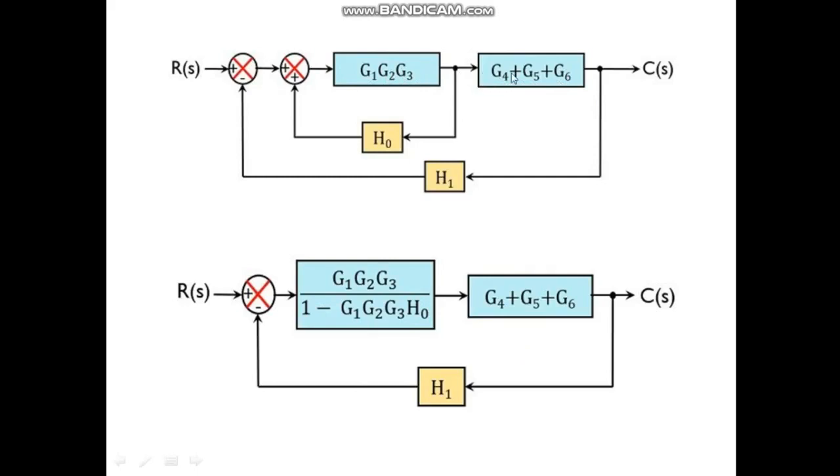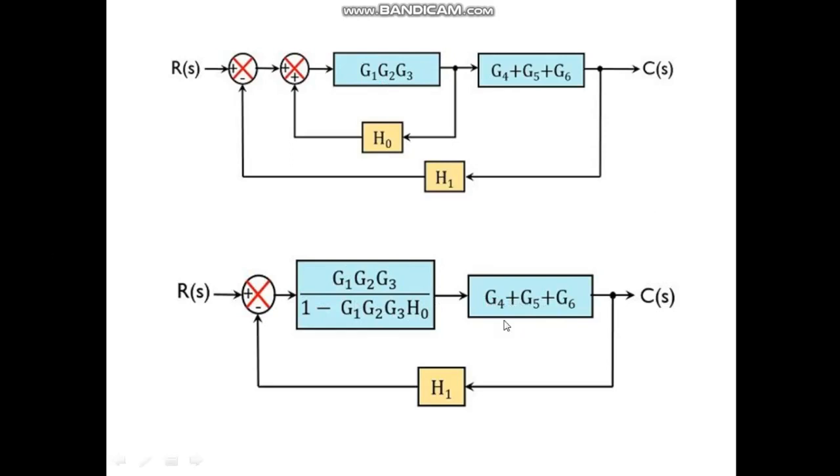Now to take these two blocks in series, instead we can eliminate this particular minor feedback loop with H0, because H0 and G1, G2, G3 form a minor feedback loop. That can be eliminated by considering the formula G1, G2, G3 divided by 1 minus G1, G2, G3 into H0, which is written here. Because of eliminating this minor feedback loop, this block and this block come in series, so we can take direct multiplication of these two blocks.